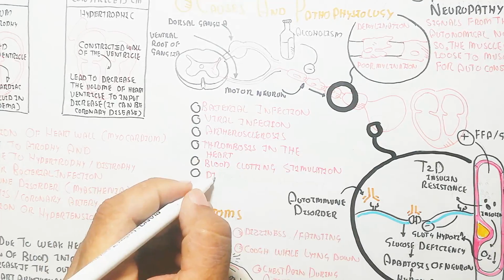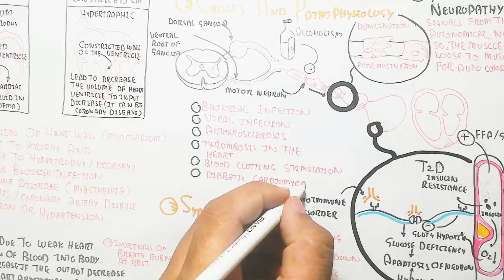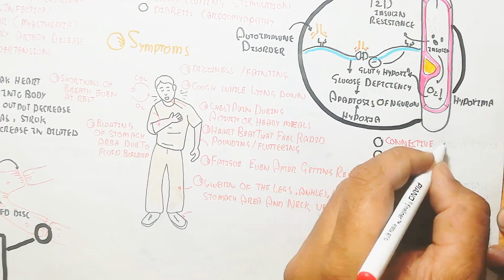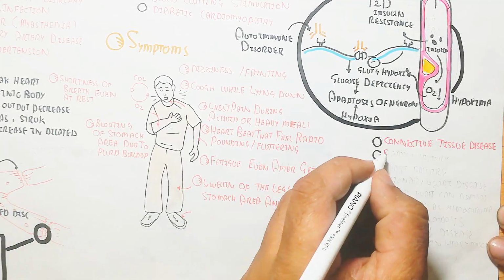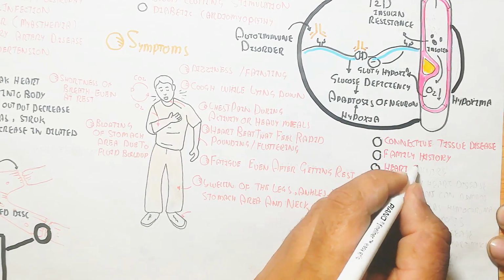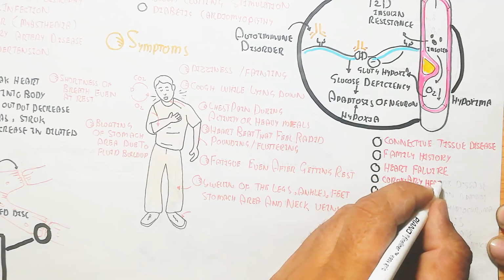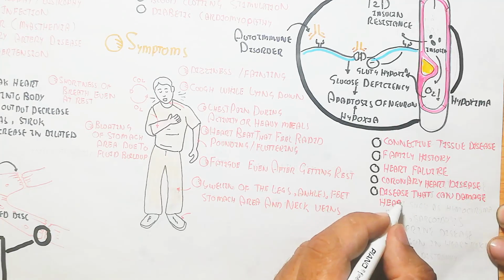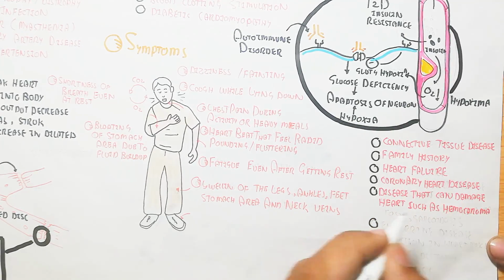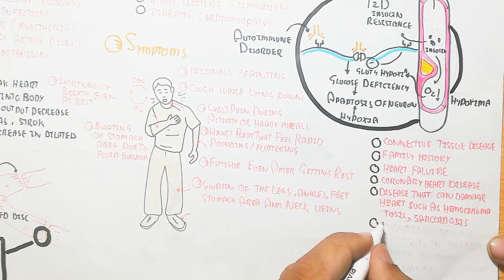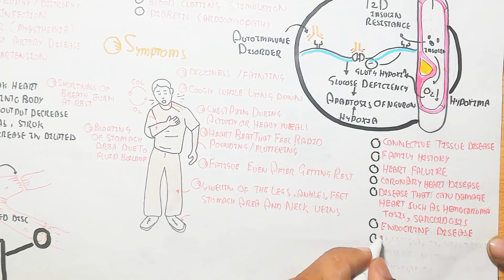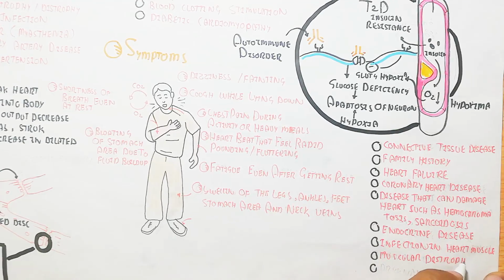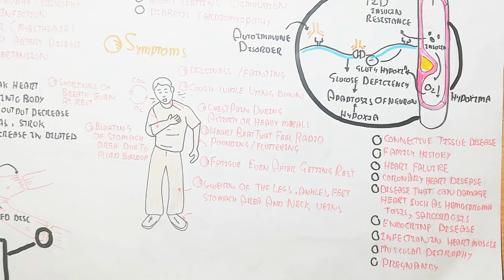Bacterial infection, viral infection, arteriosclerosis, thrombosis in the heart, blood clotting, blood clotting stimulation, and diabetic cardiomyopathy. While connective tissue disease, family history, heart failure, coronary heart disease, and diseases that can damage the heart such as hemochromatosis, sarcoidosis, as well as amyloidosis. On the other hand, endocrine disease, meaning thyroid problems, infection of the heart muscle, and muscular dystrophy, as well as pregnancy, are major causes of cardiomyopathy.